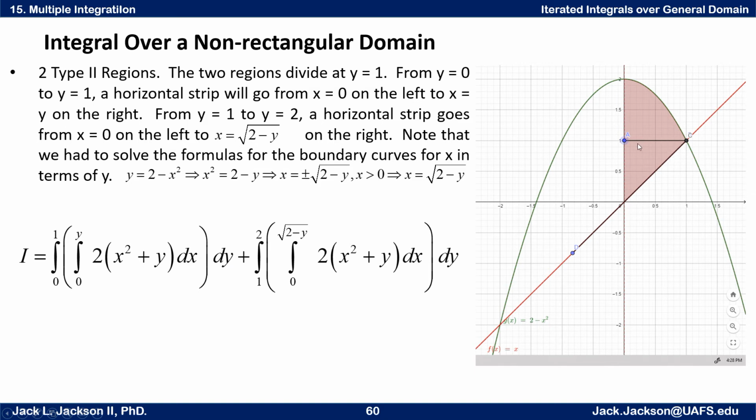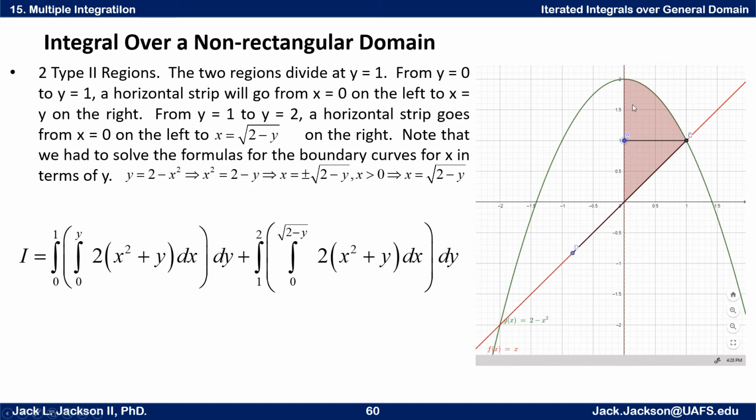Where does x run from? Well, on the left it always runs at 0, so that's a constant function for that side. But on the right side it always goes up to this red curve. Well, that red curve is y equals x, or x equals y. And so the x value there is the same as the y. So these formulas, remember, now have to be in terms of y if you're integrating with respect to x first. So after we do this integral on the inside, we have only a function of y.